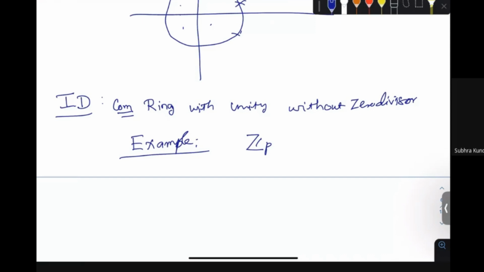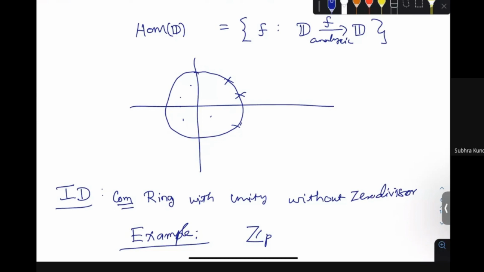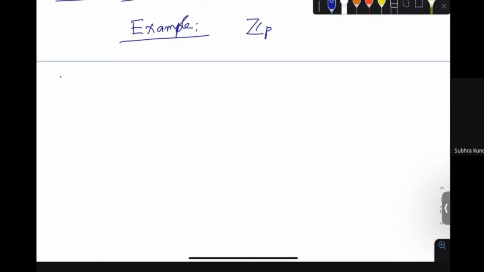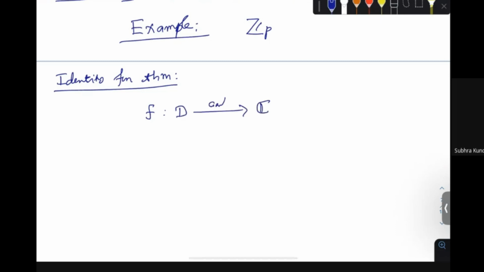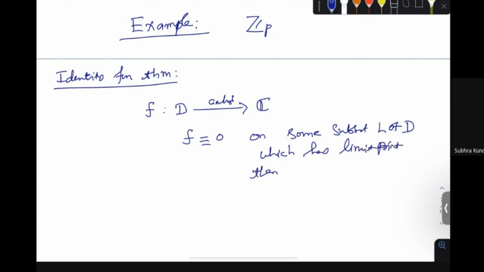But we are not interested in this. This is fairly easy. Twice in the NET exam, as well as in NBHM, they talked about holomorphic functions on this. They really talked about this. That's why I'd like to give you a beautiful theorem called the identity theorem in complex analysis. It says that suppose I have an analytic function from a domain to the complex numbers. If f is 0 on some subset of D which has a limit point, then f is identically 0.